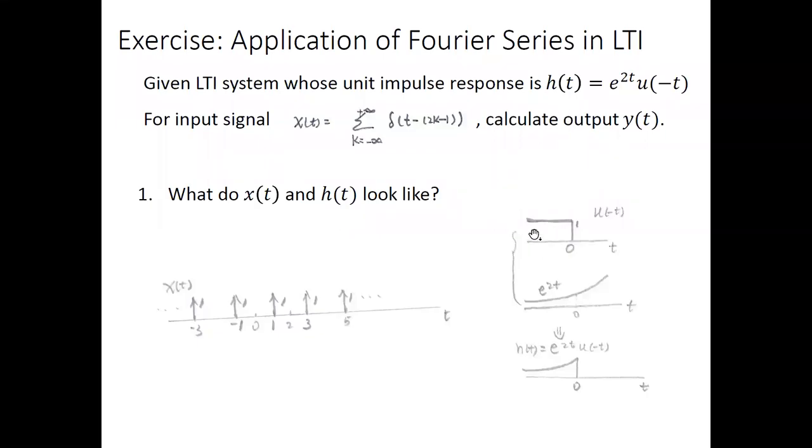For h of t, it has two parts. u of minus t is just the time reversal of the standard step u, so it extends to the left. This step extends to the left. Exponential 2t is just something that blows up over t. And when I multiply them, everything to the right of zero is canceled by zero, and everything to the left is retained by this value one. So this is what h of t looks like.